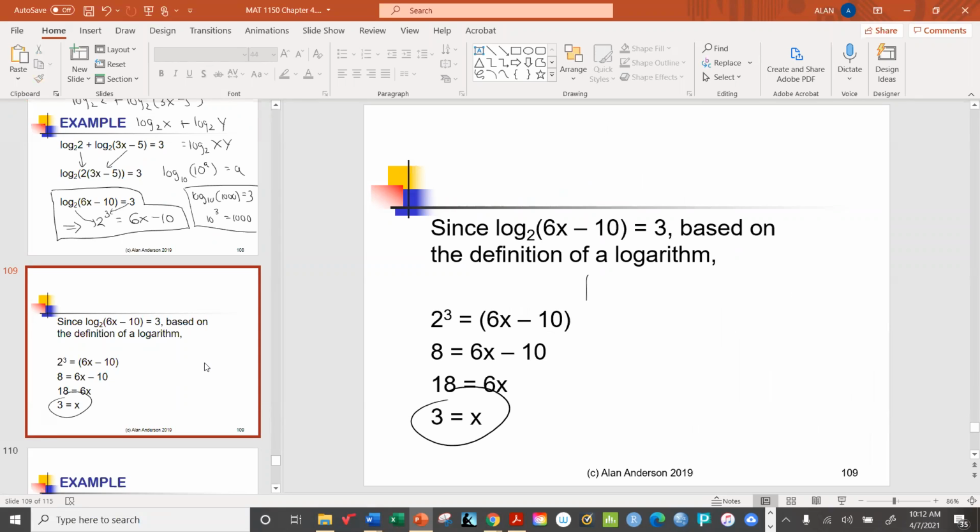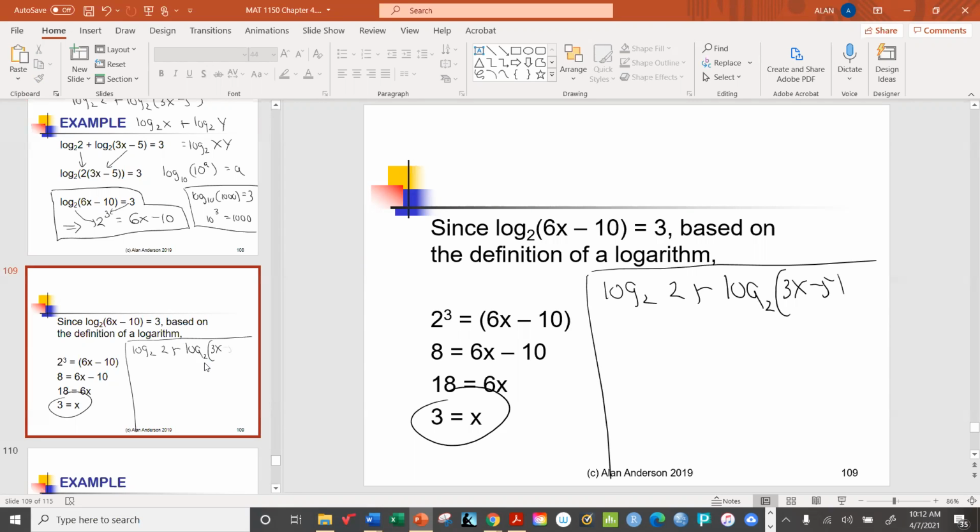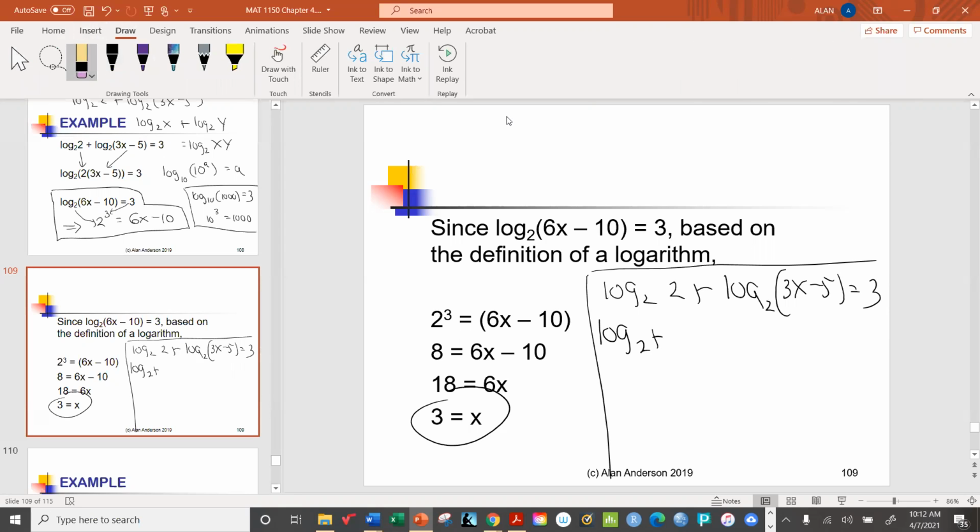And again, we can double check this. Log 2 of 2 plus log 2 of 3x minus 5 equals 3. That was the original equation. Oops, sorry, that's log base 2 of 2 plus, see, log 2 of 3 times, remember x is supposed to be 3 here.